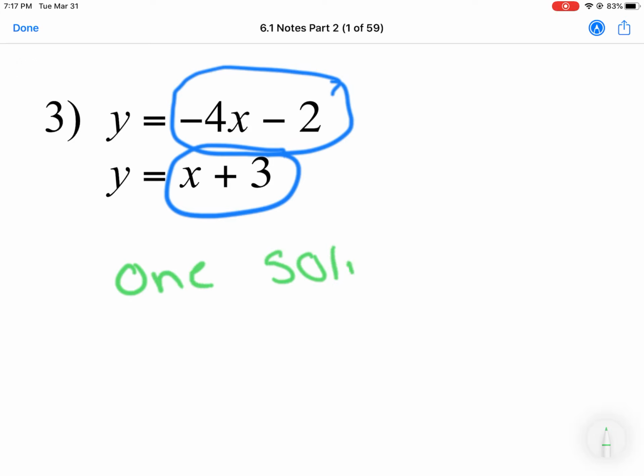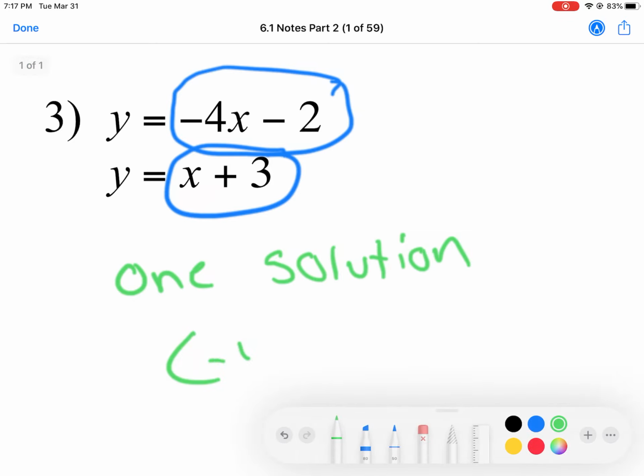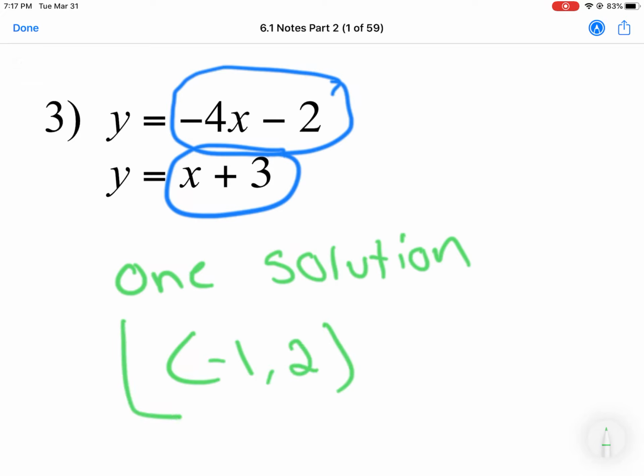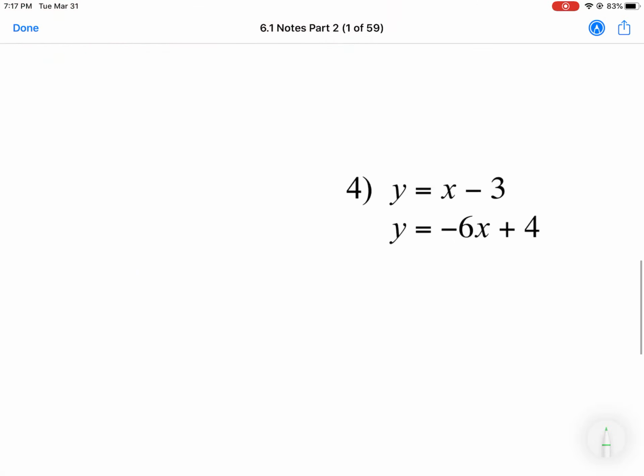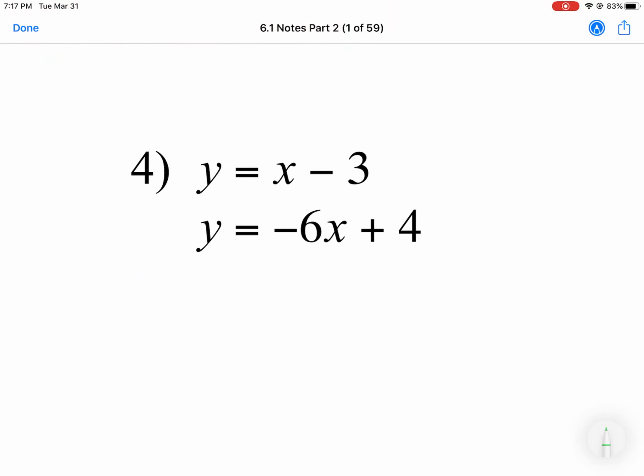Green's a cooler color. So one solution, and that is at negative 1. Don't like that 1. It's not a good one. That's a good one. Comma 2. I'll box it. There we go. So that's our solution for number 3. Sound good? Here we go.